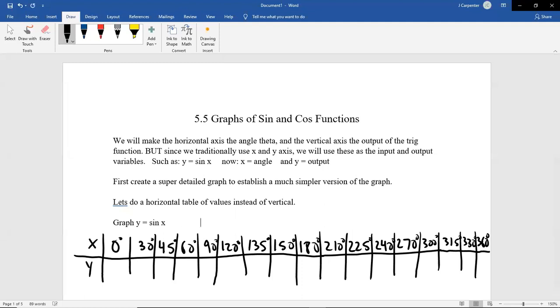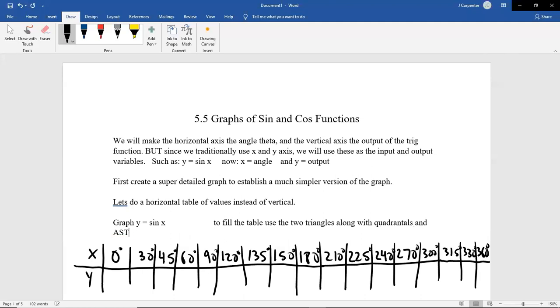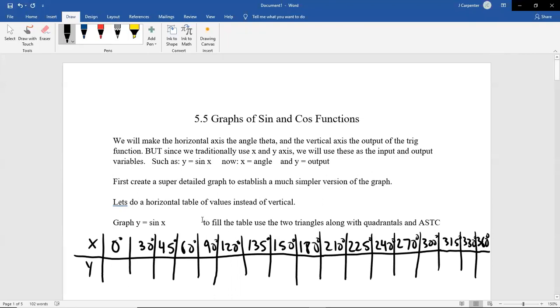So we're going to find all 1, 2, 3, 4, 5, 6, 7, 8, 9, 10, 11, 12, 13, 14, 15, 16, 17. I was right. All 17 values, only using 3 bits of information. To fill the table, use the 2 triangles. By 2 triangles, I mean the 30, 60, 90, and 45, 45, 90, along with quadrantals and a smart trig class. That's how I'm going to fill this table out.